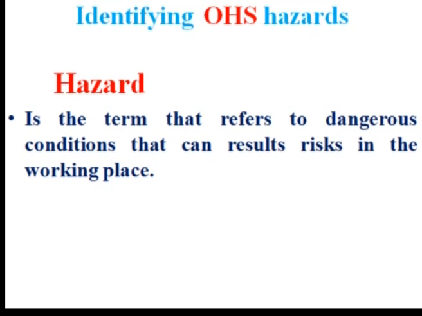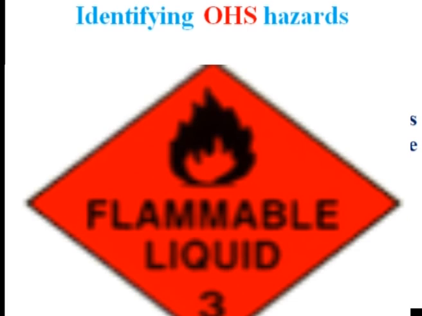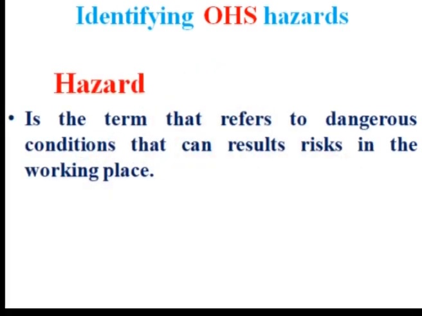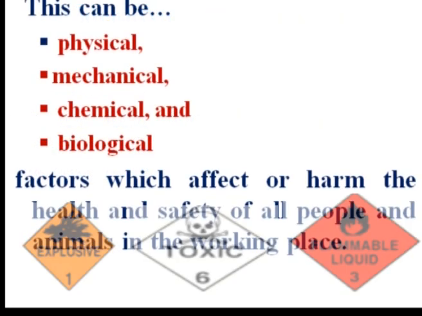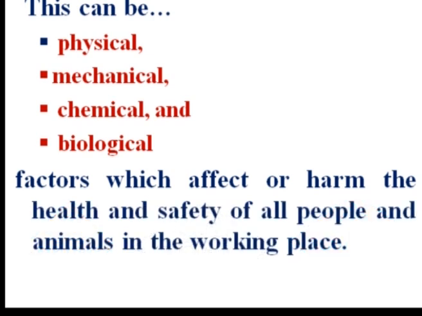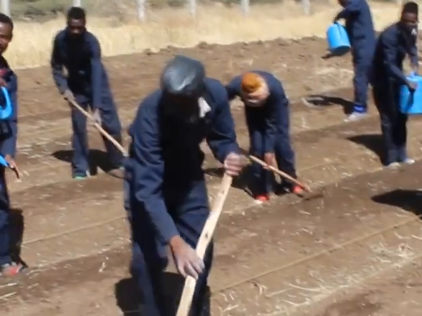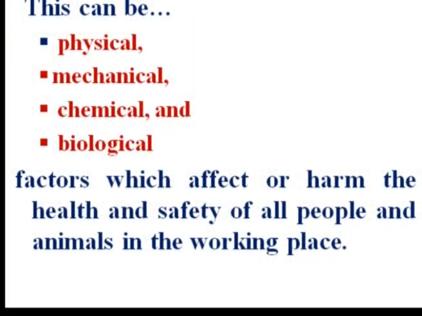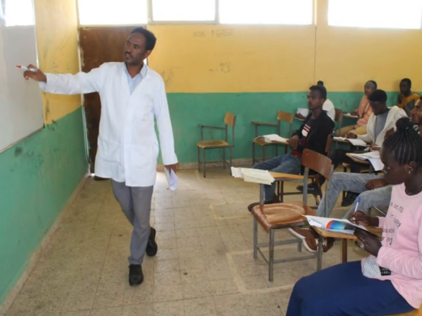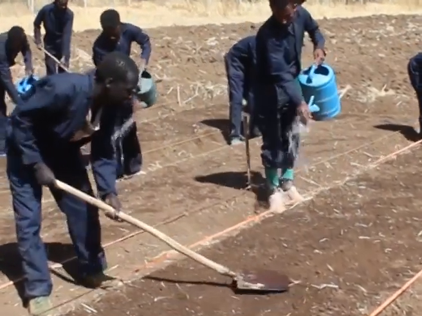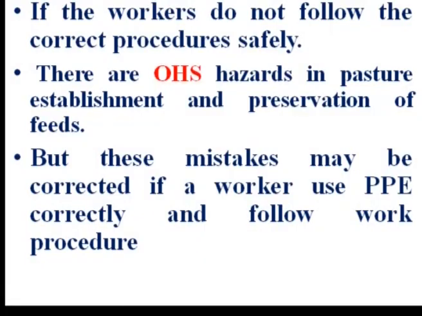The next important point is identifying OHS hazards. Student, do you know what hazard means? Hazard is the term that refers to dangerous conditions that can result in risk in the working place. This can be physical, mechanical, chemical, and biological factors which affect or harm the health and safety of all people and animals in the working place if the worker does not follow the correct procedure safely. There are OHS hazards in pasture establishment and preservation of feed, but these mistakes may be corrected if a worker uses personal protective equipment or PPE correctly and follows working procedure.